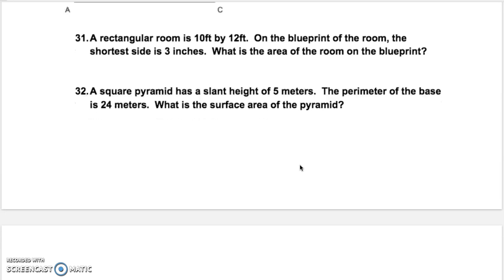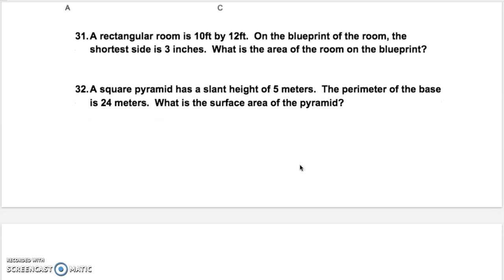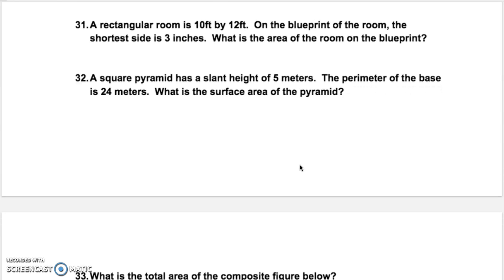Number 32, a square pyramid has a slant height of 5 meters. The perimeter of the base is 24 meters. What is the surface area of the pyramid? This was another similar question to our FA 18.